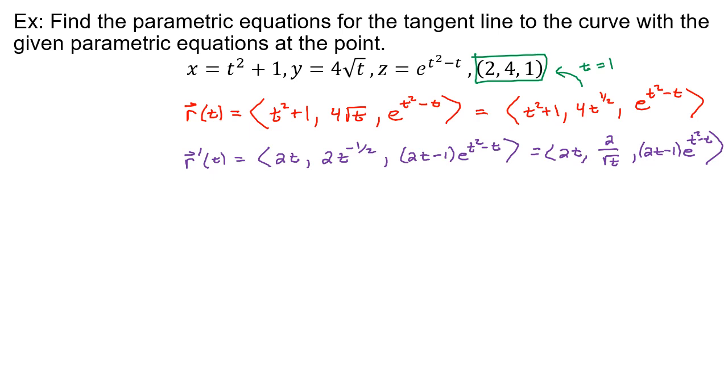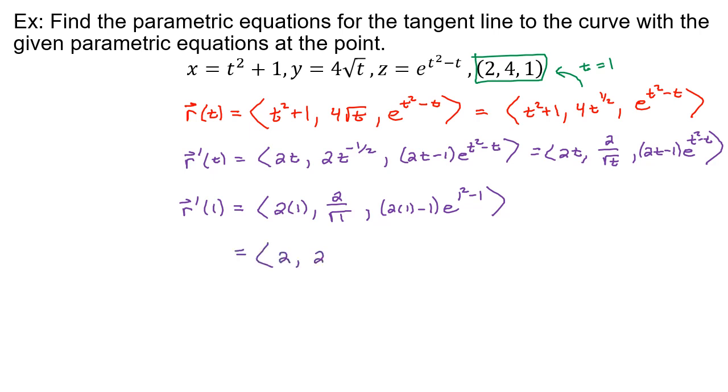So I want to plug 1 into the derivative that I took. So I want to do r prime at 1. This would be 2 times 1, which is just 2. 2 over the square root of 1, which is also just 2. And then 2 times 1 minus 1, e to the 1 squared minus 1. That would be 2, 2, and 2 minus 1 is 1. e to the 0 is 1, so I just get 1. 2, 2, 1. That would be my vector.